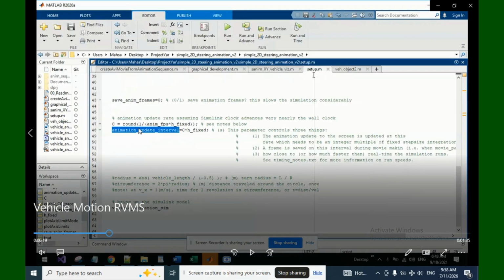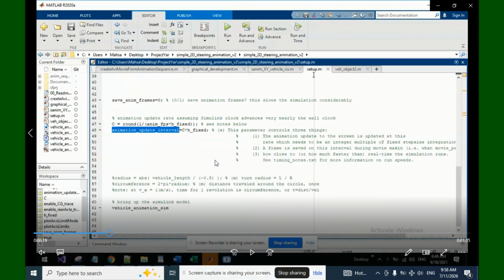So you see we have a round function, which is a built-in function, and one divided by animation FPS multiplied by h underline fixed, and then we want to multiply C by this h underline fixed in order to gain the vehicle velocity. This parameter controls three things.